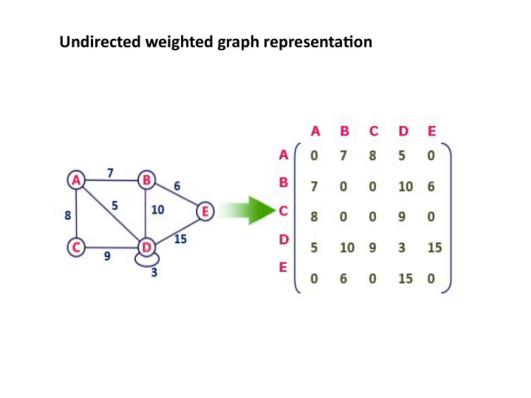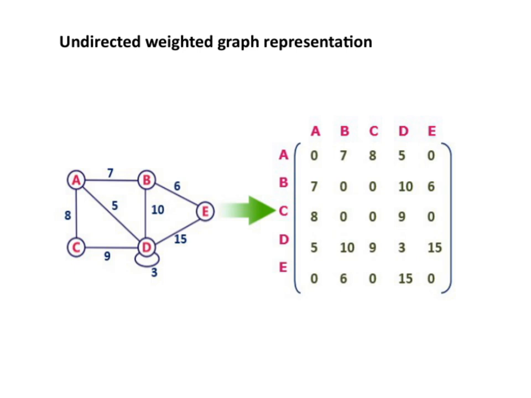Today, let's take a closer look at the undirected weighted graph representation. This is a fundamental concept in graph theory and plays a crucial role in many algorithms and real-world applications. When we talk about an undirected graph, we're referring to a structure where the connections, or edges, between nodes or vertices don't have a specific direction. In other words, if node A is connected to node B, then node B is also connected to node A, making the relationship bidirectional. Now, adding weights to these edges introduces additional information, usually representing costs, distances, or capacities.